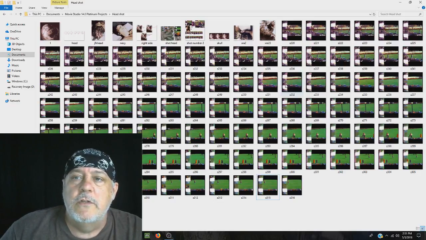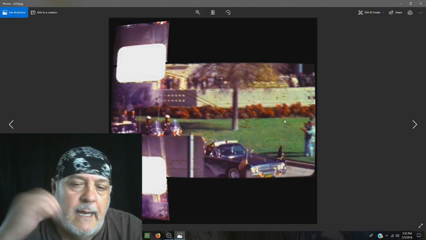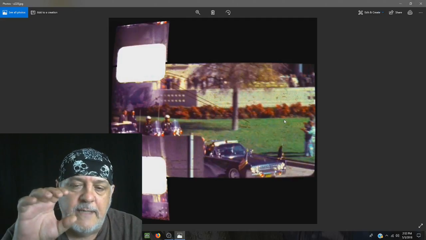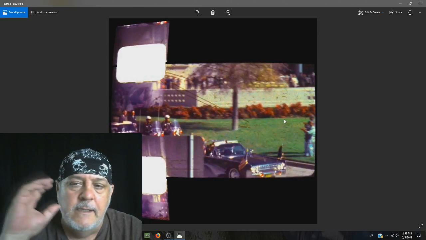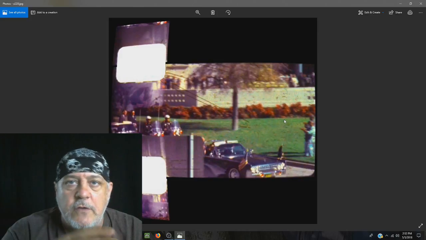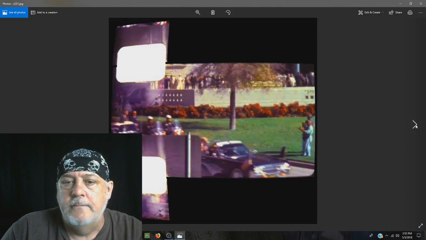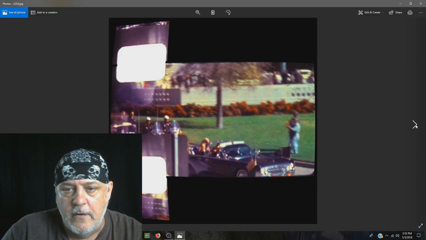We're going to start with frame 220 of the Zapruder film. The reason I keep going to this film is that it's filmed from the right side of JFK, and it's the only film that shows the whole assassination. So we start with frame 220. The first shot has already occurred by frame 224, and so on.